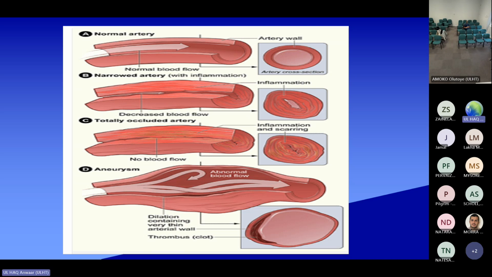On the other side, it can also cause the formation of aneurysm because of the thinning of the blood vessel. When there is a thinning of blood vessel, there is a risk of the formation of aneurysm. Aneurysm formation is most common in polyarteritis nodosa and some other diseases, and there is a risk of rupture of these aneurysms, which can lead to a massive hemorrhage.